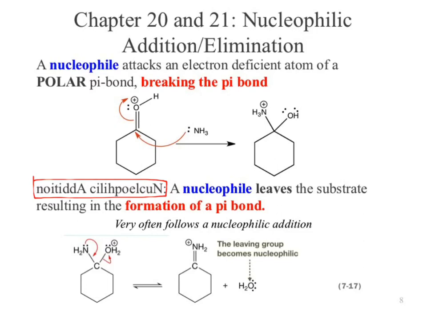Okay, so we've seen the eliminations before. When we did our enamine chemistry, those are technically doing a nucleophile elimination. We're forming a pi bond, and we're kicking out a nucleophile.